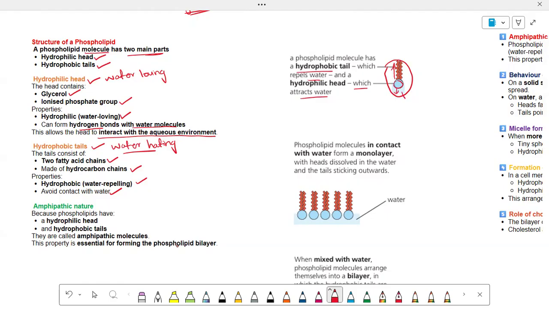This is water, and the head is attracted towards water. So the phospholipid molecules in contact with water form a monolayer, with heads dissolved in water and the tails sticking outwards. Means you can say it forms a monolayer with water, and the tails are moving outside, sticking outwards.